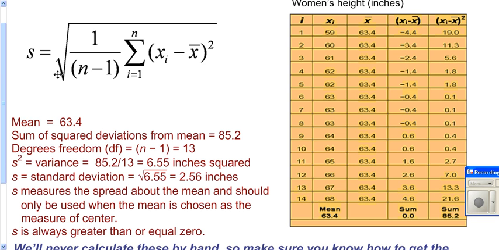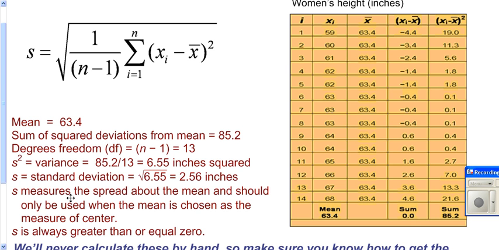Then it says you need to go ahead and take the square root. So when you take your 85.2 and divide it by 13, you get 6.55. The units would really be inches squared. That's your variance. Now, your standard deviation is really just the square root of that number. So you take the square root of your 6.55 and you get about 2.56, and your units would be inches.